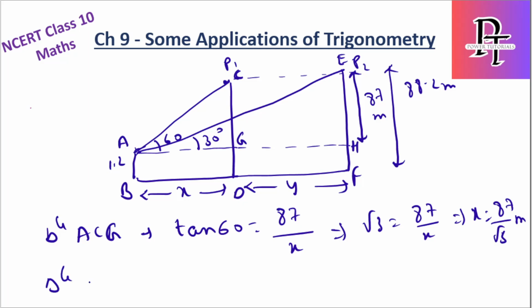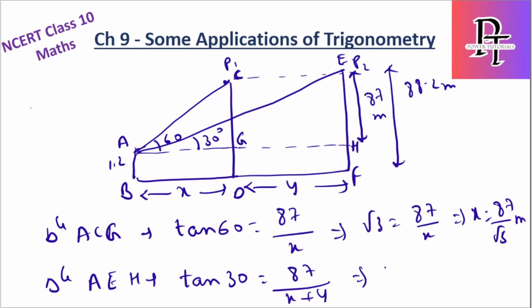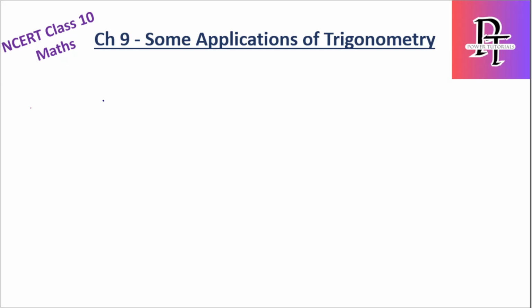So if I take triangle AEH, then tan theta, that is tan 30 now. Tan 30 is equal to opposite, which is 87, by adjacent, which is X plus Y. Okay, let's write it X plus Y here itself. So what is tan 30? Tan 30 is 1 by root 3. 1 by root 3 is equal to 87 by X plus Y. So if I cross multiply, I will get X plus Y is equal to 87 root 3 meters.